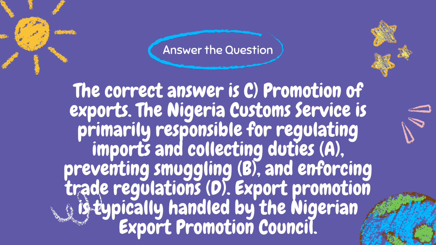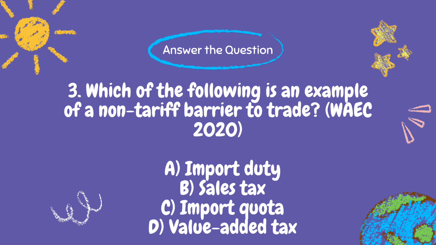Why? Let me explain. The Nigerian Customs Service is primarily responsible for regulating imports and collecting duties. Option A, which is preventing smuggling, and option B and option D, enforcing trade regulation, are its functions, while export promotion is typically handled by the Nigerian Export Promotion Council. Question number 3. What is our question?